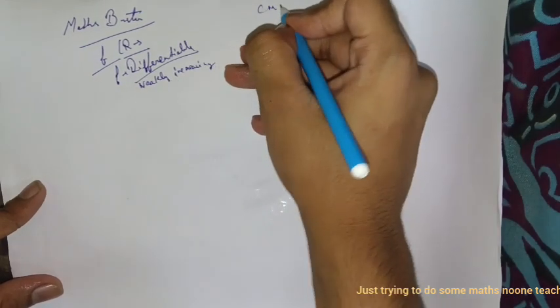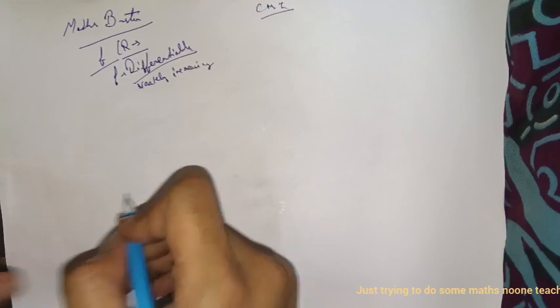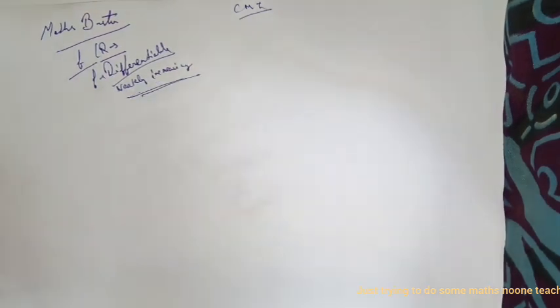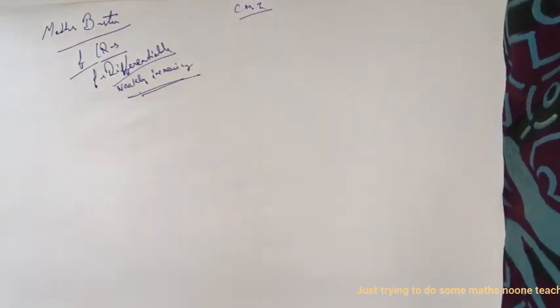Basically, it is a CMI problem, CMI Chennai Mathematical Institute of 2025. I think most of you would not be aware of this term, but its explanation is given in the question. Let's go further.